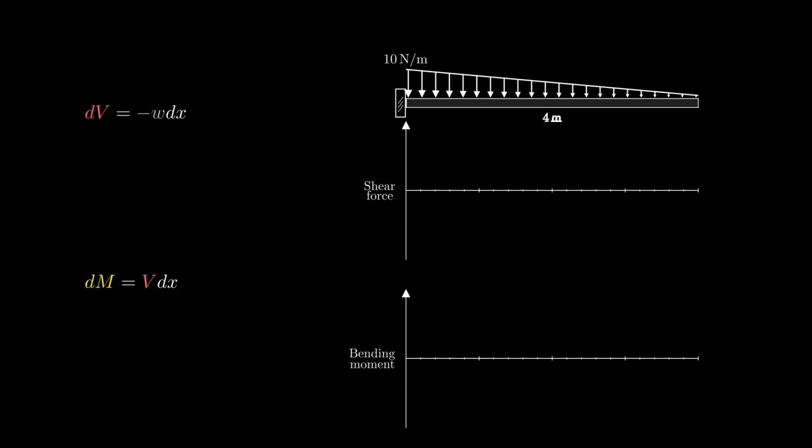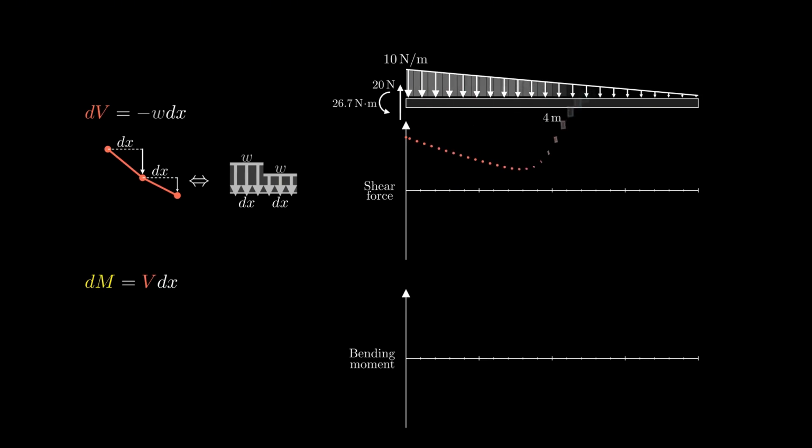For another example, consider an element cut at a section extremely close to x equals 0. This element receives the support reaction as an external force, and it has to be balanced by internal forces. So that determines the starting value of the shear force. After that, since the distributed load gradually decreases, the shear force also decreases like this as delta x increases.